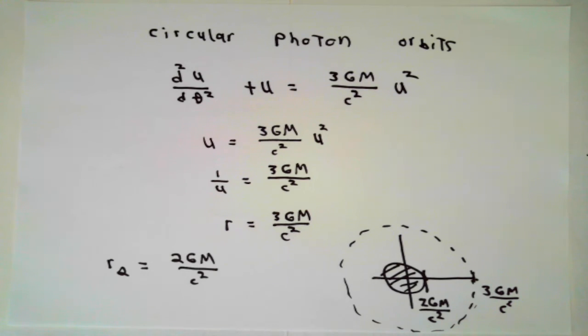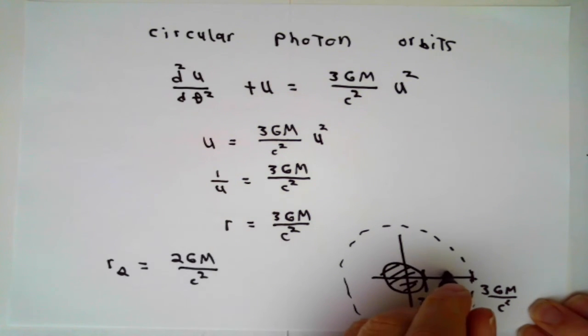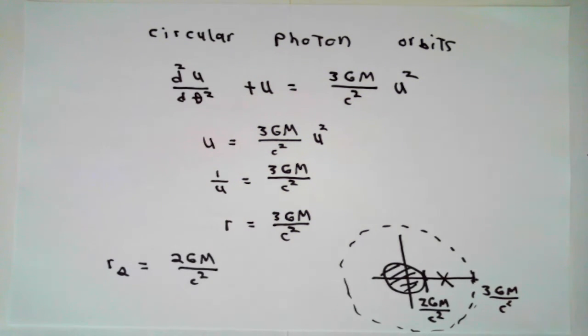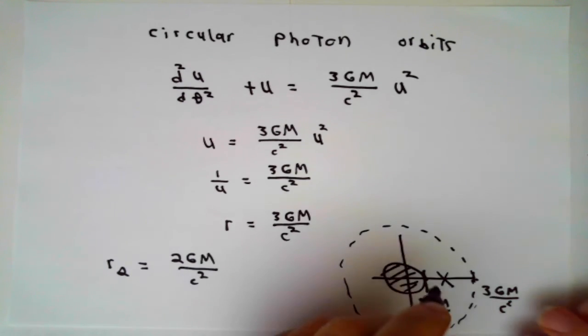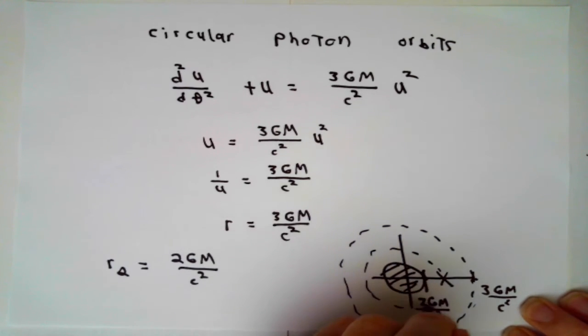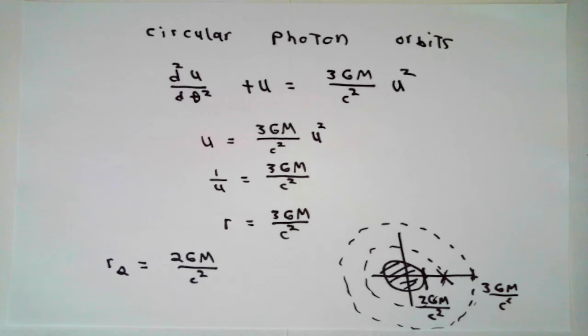If I start closer, even if I'm still outside the event horizon, there is no stable circular orbit closer than 3GM over c squared. There is no circular orbit at all. An interesting question would be, can I get an elliptical orbit? To answer that question fully, we'll have to experiment with solving this differential equation for various initial conditions, and we'll look at that in an upcoming video.